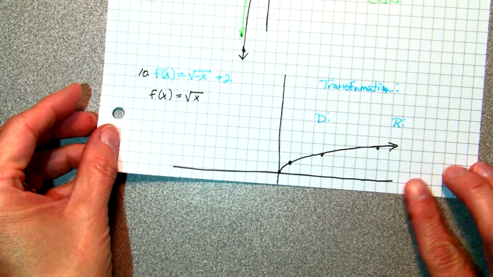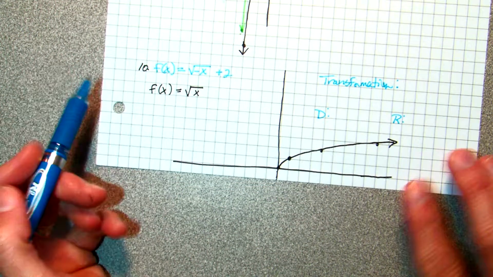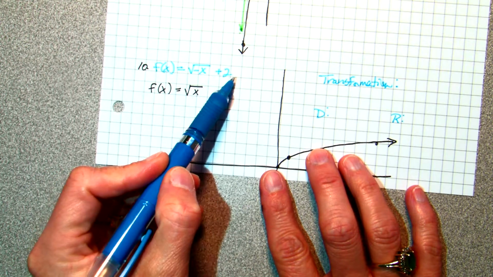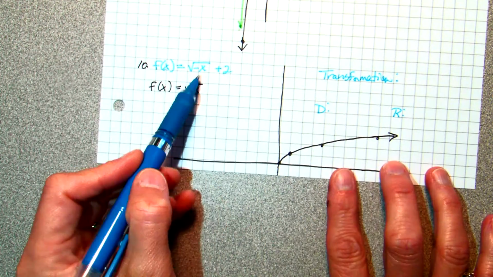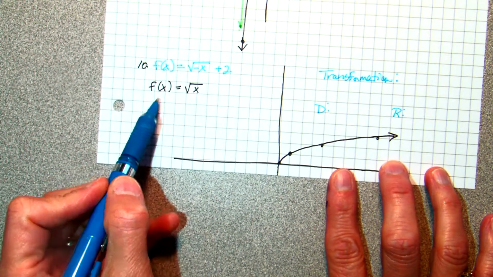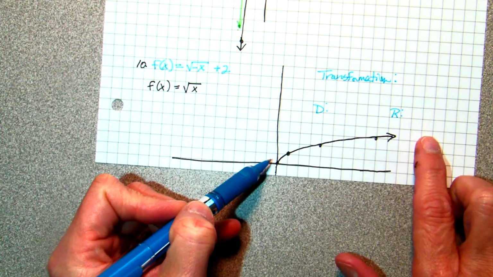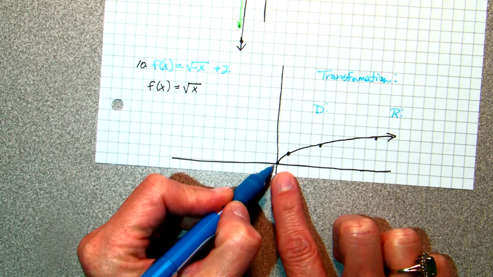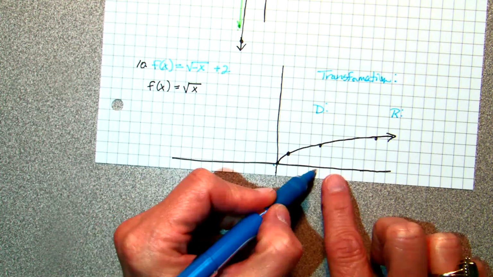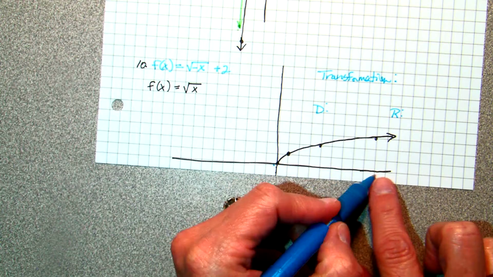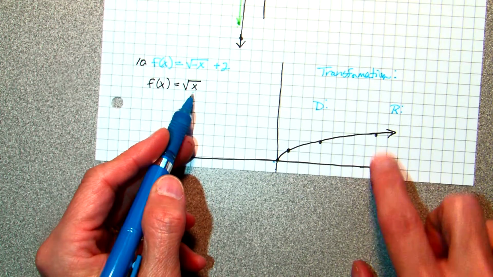All right, here is number 10. Number 10 is f of x equals the square root of negative x plus 2. The original, I know, is a square root function, so the original parent function is f of x equals the square root of x, and I have graphed it in black. Out 0, up 0, out 1, up 1, out 4, up 2, out 9, up 3, because remember when you take the square root, if I plug a 9 in, square root of 9 is 3.